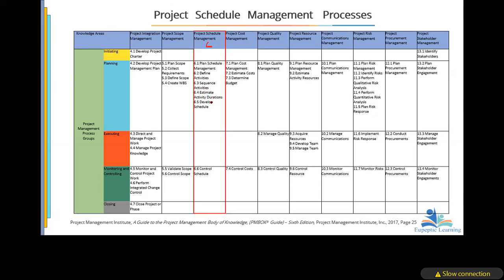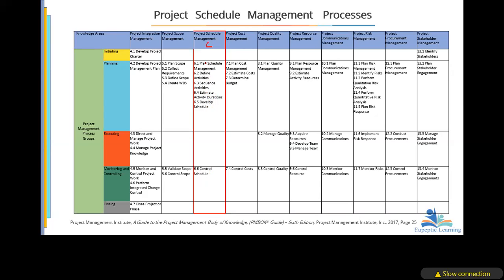Now that we know the duration, then we can develop the schedule using the critical path method that I'm going to talk about very soon, like the network diagram. That is where the network diagram comes in here. Then you control schedule.